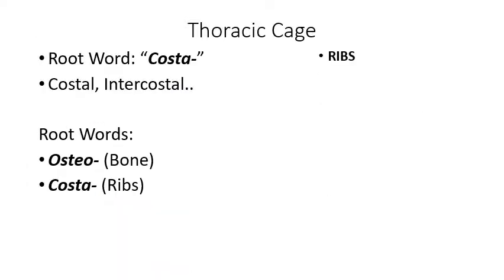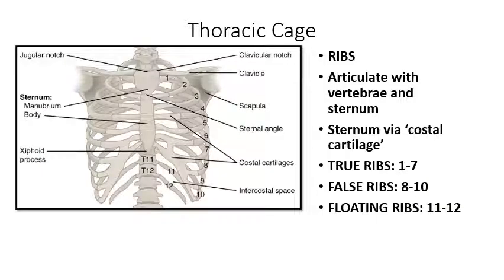Okay, so the word costa refers to ribs, and the spaces in between ribs are referred to as intercostal spaces. We already learned that the word osteo means bone, and now we know that costa means ribs. The thoracic vertebrae articulate with the ribs, and that's why they have the superior and inferior costal facets. The ribs also articulate with the sternum, but not directly. They articulate through costal cartilage, a special type of cartilage that is associated with ribs.